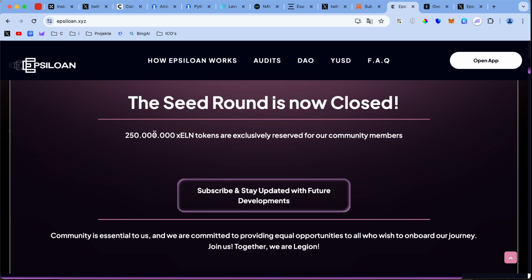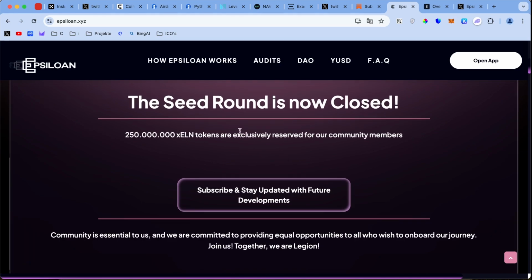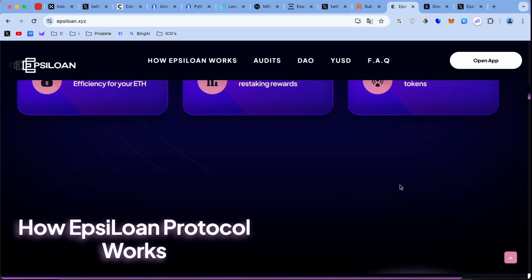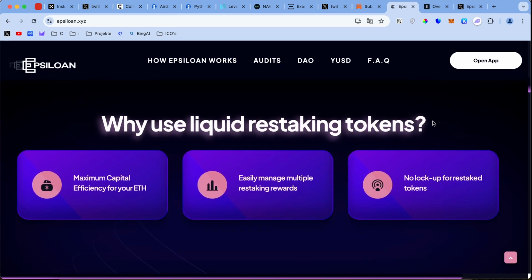But XELN is their, let's say, vesting token to receive the ELN tokens, because on the seed rounds, and on the other investing rounds, they don't send you ELN, they send you XELN, which you can vest through their dApp, because it needs to have a vesting, and that's very important. So the XELN is to achieve the vesting schedule. 250 million XELN tokens are exclusively reserved for the community members, which is a great sign that they really take care about the community. And if you join them on Telegram and Twitter and so on, you'll stay tuned about any information.